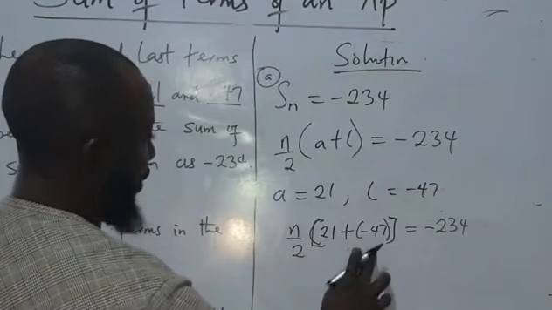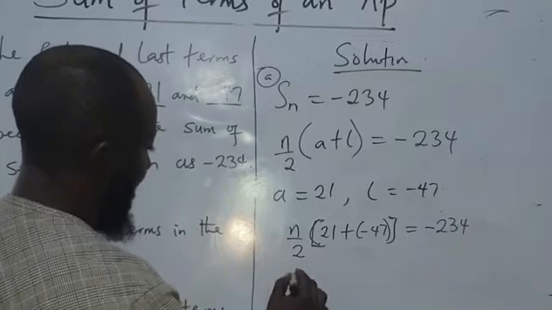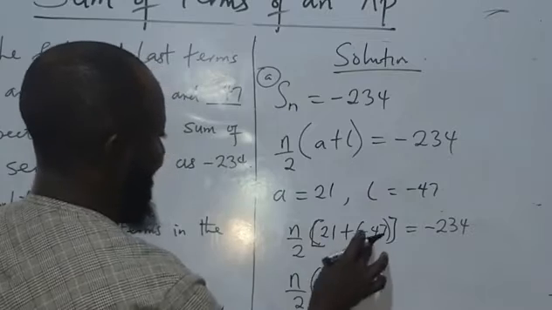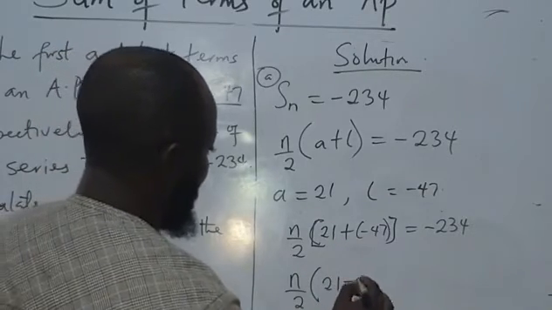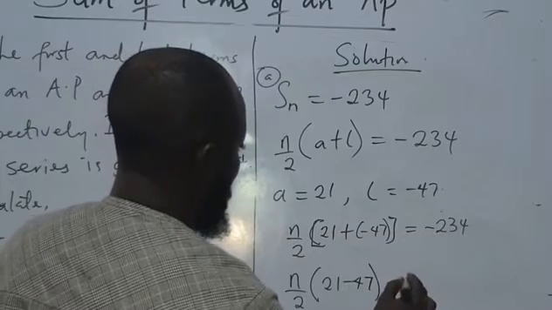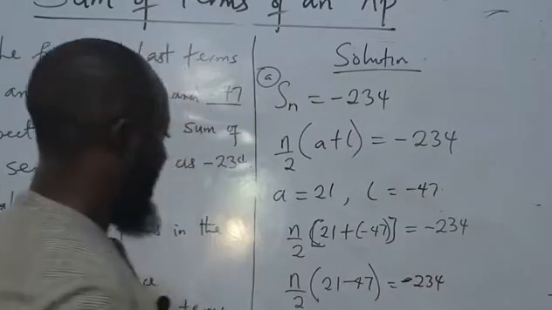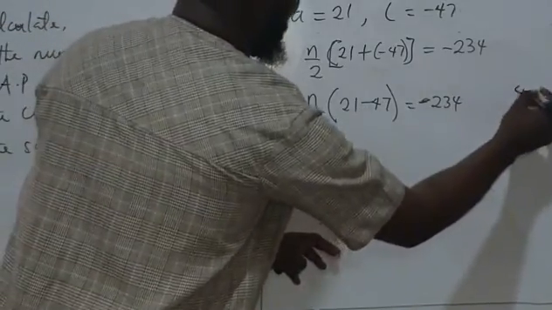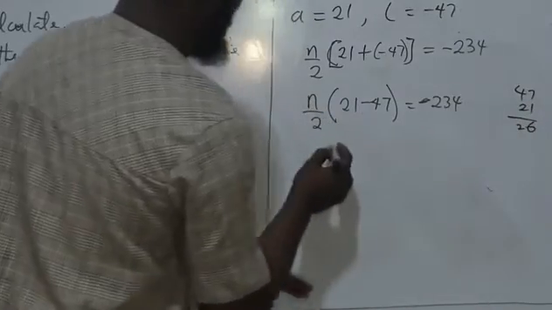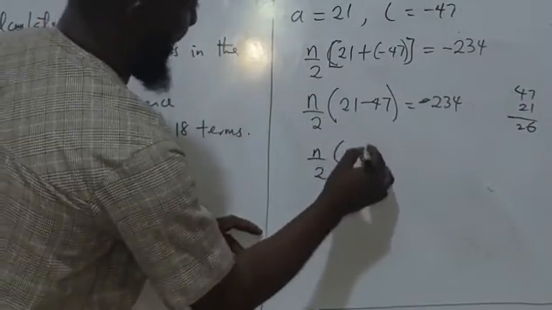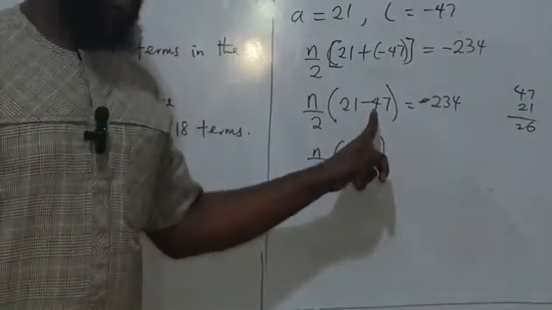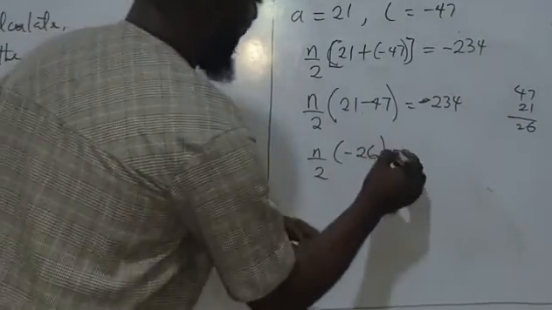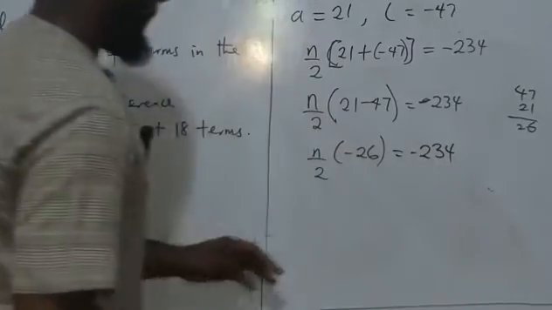So let's first of all deal with what we have inside the bracket. So we have n over 2 into 21 plus, so plus times minus is what? Minus 47. Then equals minus 234. Before that, let's solve what we have here. So 47 minus 21, that is 26. So that means n over 2 into minus 26, because minus 47 is greater than 21, so you're going to have negative here. So equals minus 234, right?